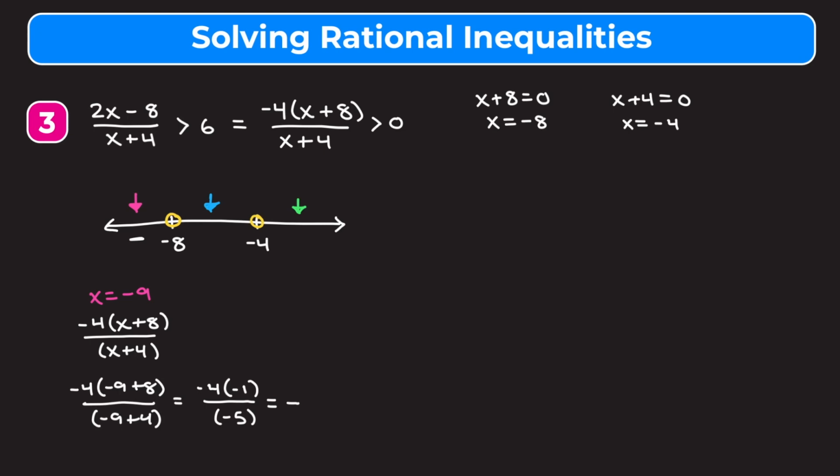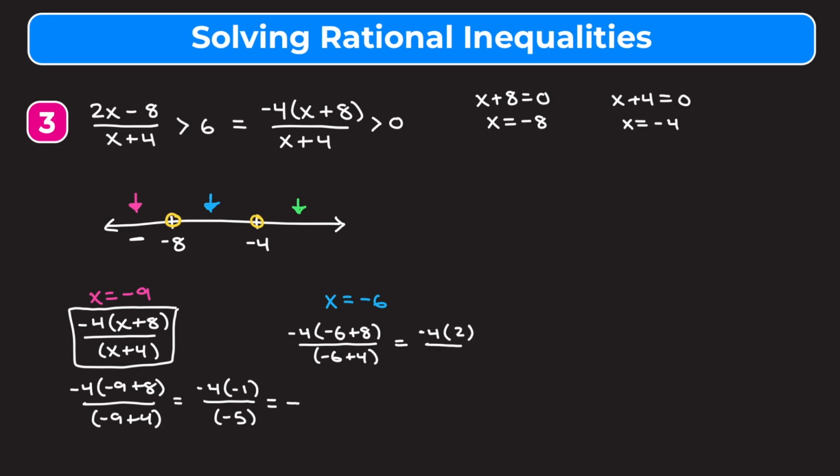And now to test the middle section, we need a number between negative 8 and negative 4. So let's just pick x equals negative 6 and plug that in to this factored form right here. So we're going to have negative 4 times negative 6 plus 8 over negative 6 plus 4. And let's simplify this. We have negative 4, negative 6 plus 8 is positive 2, negative 6 plus 4 is negative 2. So this time we have 2 negatives, so our answer will come out as positive. So we're going to put a positive in this part of our sign chart.